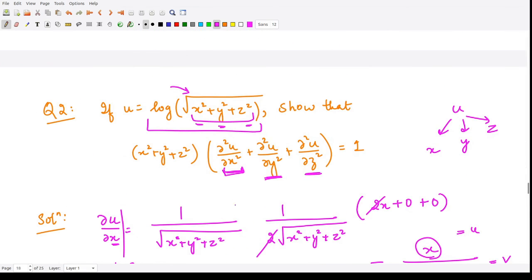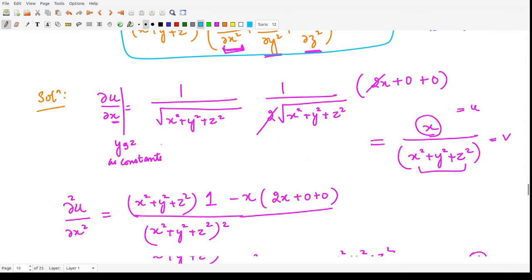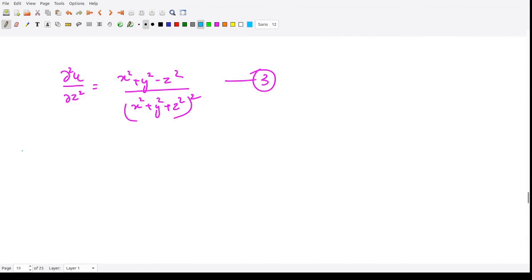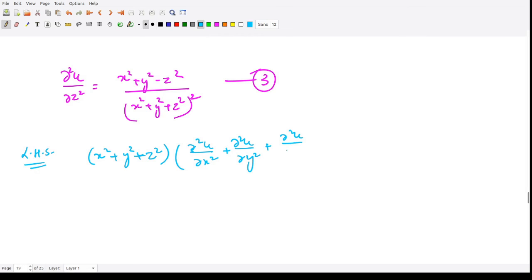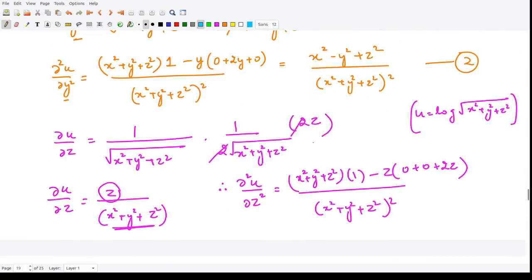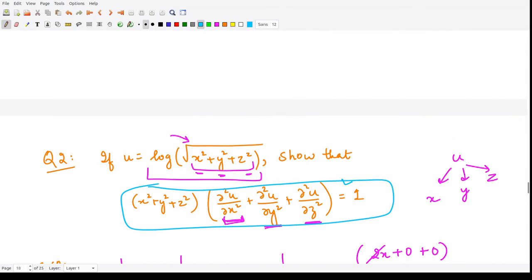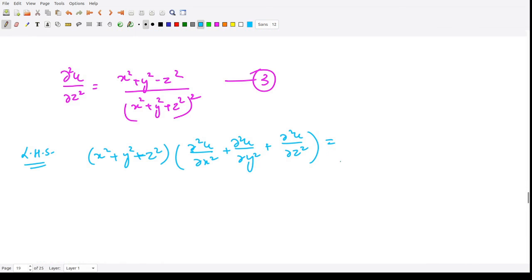So now we have all these quantities and we have to show that this thing is equal to 1. So we'll consider this thing. We'll take the left hand side. It is equal to (x² + y² + z²) multiplied by (∂²u/∂x² + ∂²u/∂y² + ∂²u/∂z²). So what is this quantity? This is what we are required to find. So we'll substitute the values of the double derivatives here.